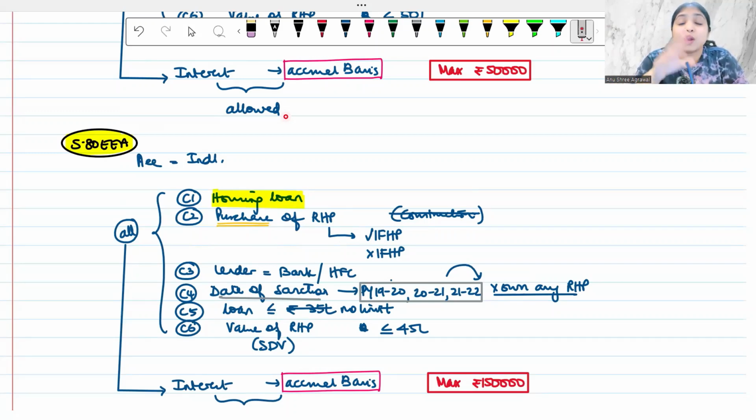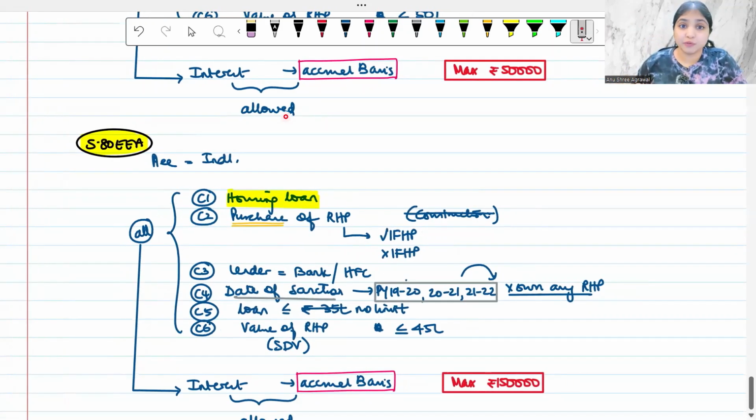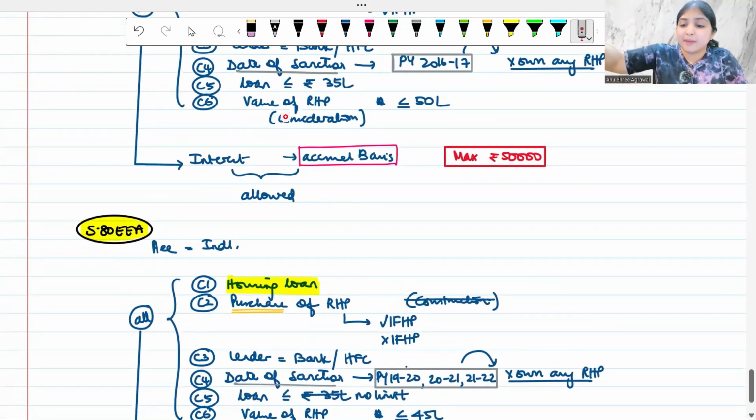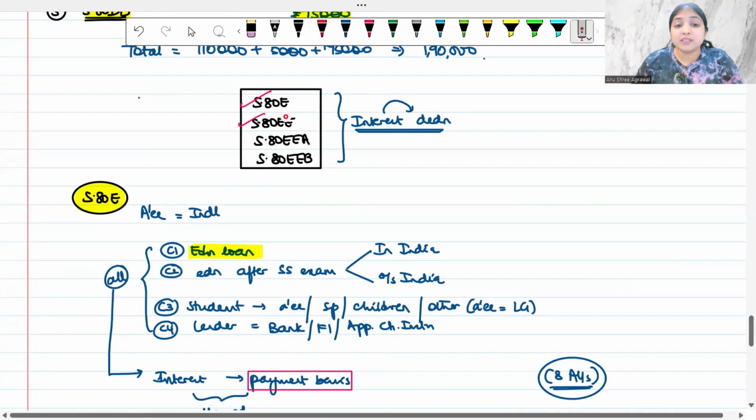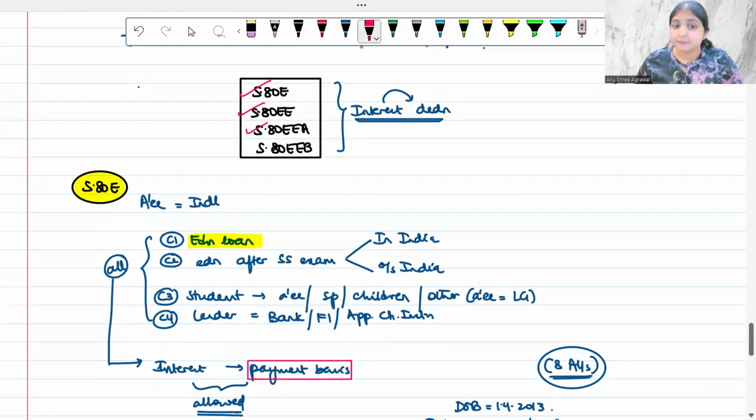Two limits you have. Now, what if your interest is 2,20,000? 2 lakhs only you can claim under IFHP. Balance 20,000 you can claim over here. So the interest which you're not claiming in IFHP, the balance interest on housing loan, you can claim under 80EE and 80EA. So you've learned 3 sections under the 80E series.